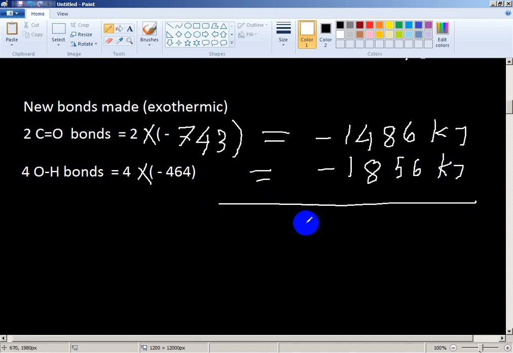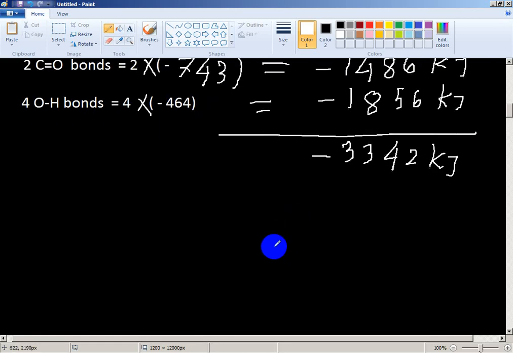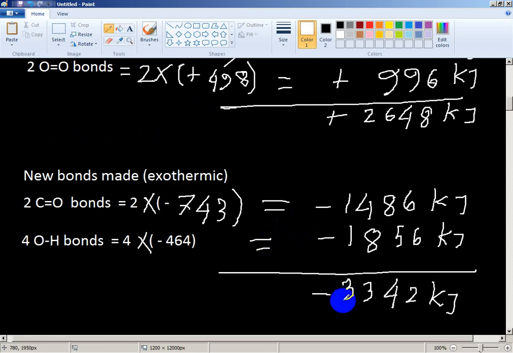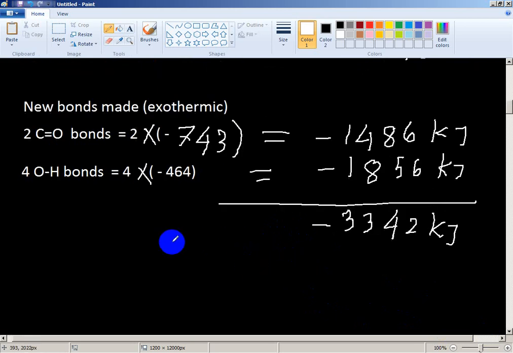Okay, now what is total? Negative 3342. So look, this magnitude, not sign. Look, magnitude, not sign. Okay, what is the enthalpy change?